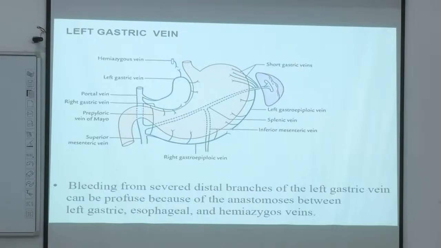So bleeding from severed distal branches of the left gastric vein can be profuse because of the anastomosis between the left gastric, esophageal and hemiazygous veins. Okay.